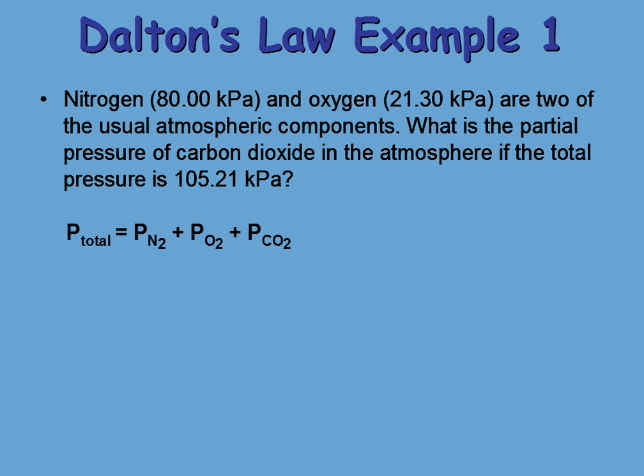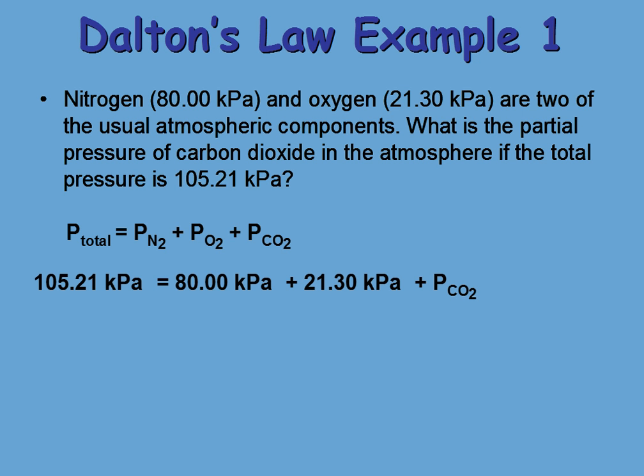This law is a little bit different than the other laws we've done. It only involves one variable, pressure, and we don't use multiplication and division nearly as much. We tend to just add and subtract. So now that we have our equation, we can substitute in the quantities we know. We know the total pressure is 105.21 kPa, that nitrogen's pressure is 80, oxygen's pressure is 21.30 kPa, and we want to find the partial pressure of CO2.